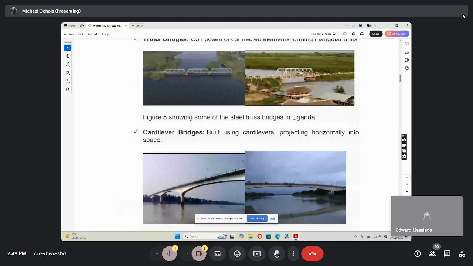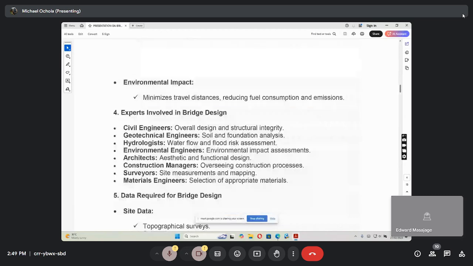It connects communities, even the issue of health, and then enhances that. Then social impact. I've already told you, it improves connectivity and mobility, supports emergency services. And this is now where you can read many things and add on. Environmental impact. It minimizes travel distance, reducing fuel consumption and emissions. Of course, now the issue has to do with fuel consumption. Guys, some of you have done economics and the rest, you know how to do that.